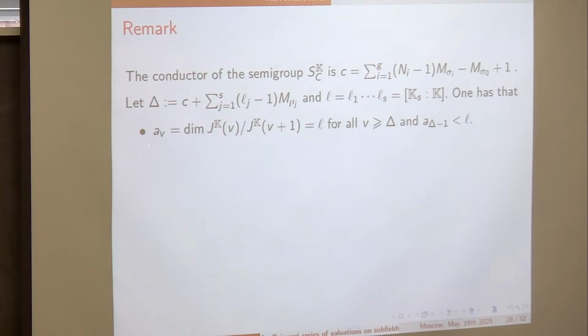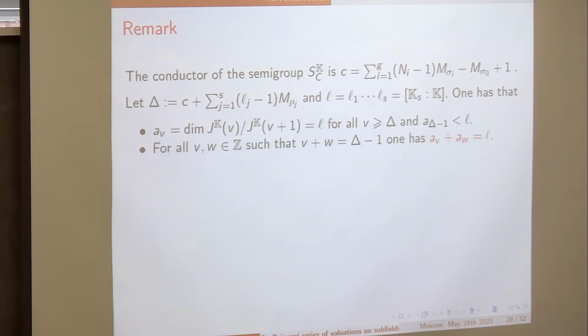So one has that for the dimension of this, that means for A_B, this dimension is L, the product of all the small L's, for all B bigger or equal than this delta. And just before, that means for delta minus 1, you have strictly smaller than L. So this number, big delta, is the place at which the dimensions stabilize. After delta, you always have L. Before, this is not the case.